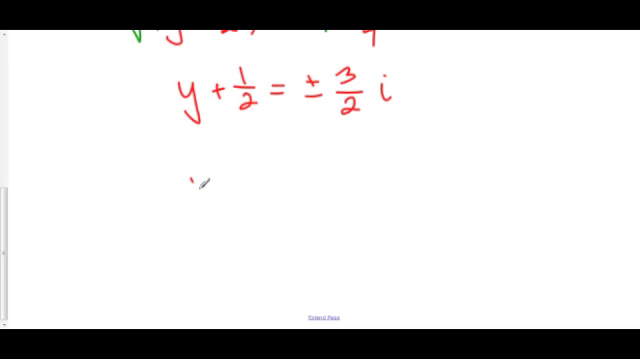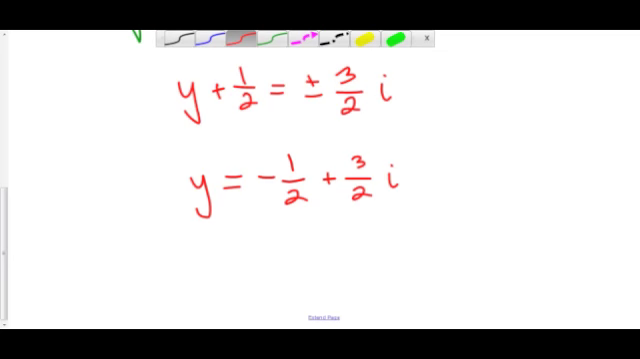And now we can just subtract 1/2 from both sides, so y is equal to -1/2 plus or minus 3/2 i. And this is the answer by completing the square.